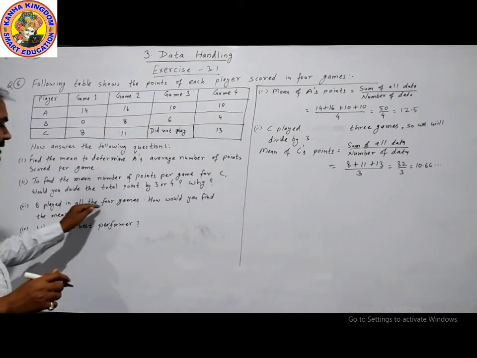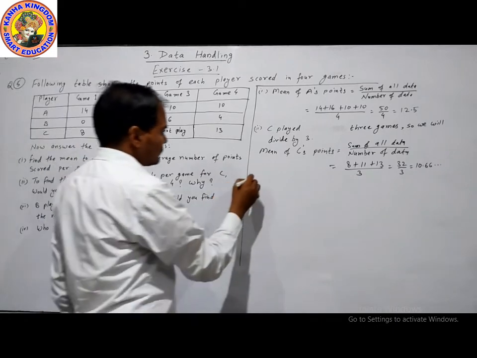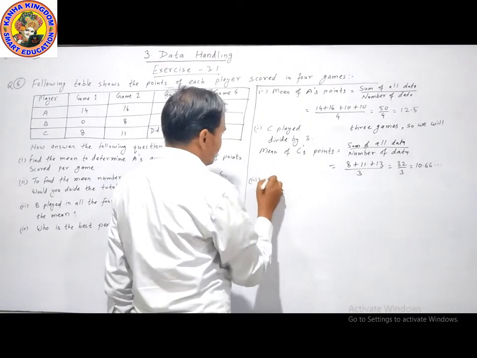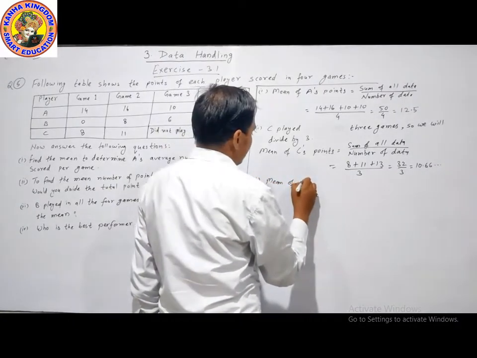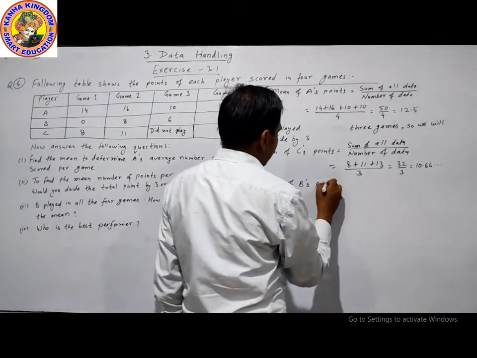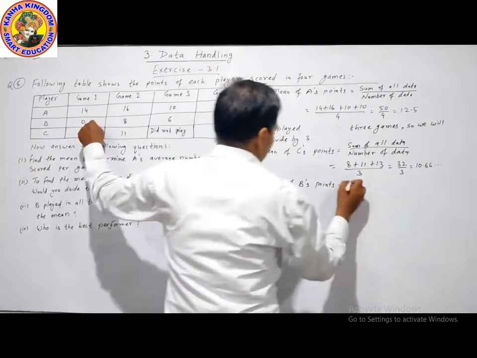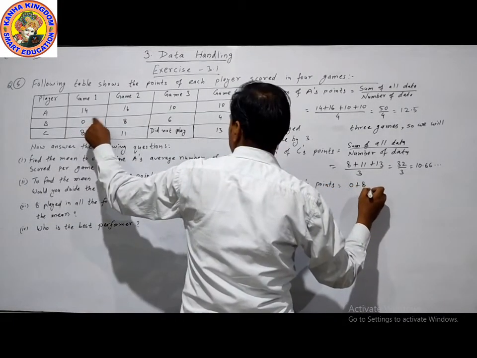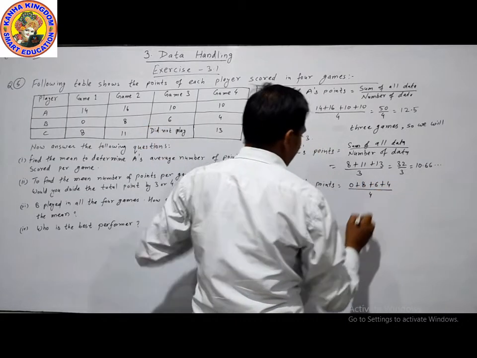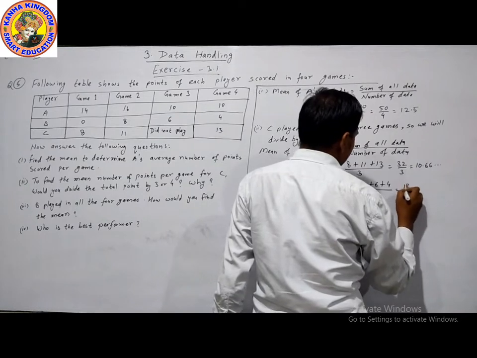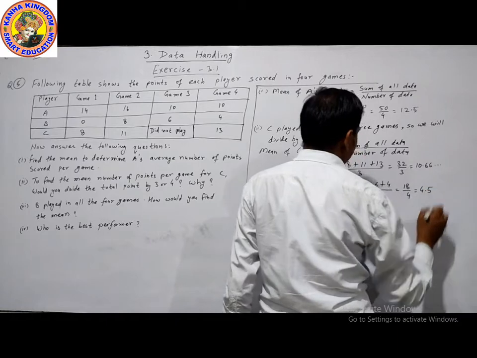B played in all the 4 games. How would you find the mean? Mean of B's points is equal to sum of all data, 0 plus 8 plus 6 plus 4, divided by 4. This is 18 upon 4. The answer is 4.5.